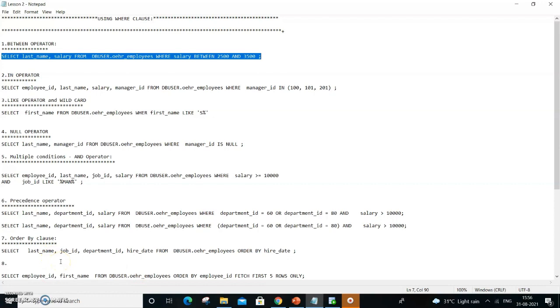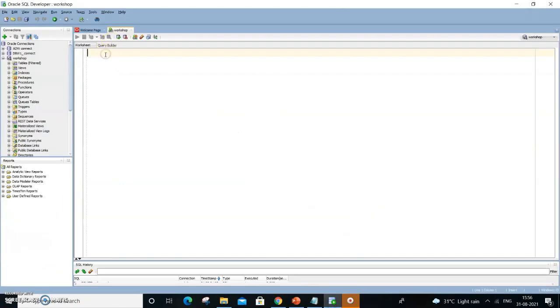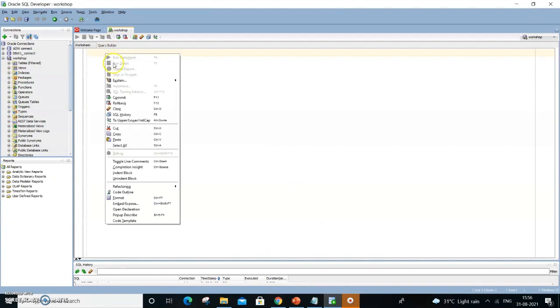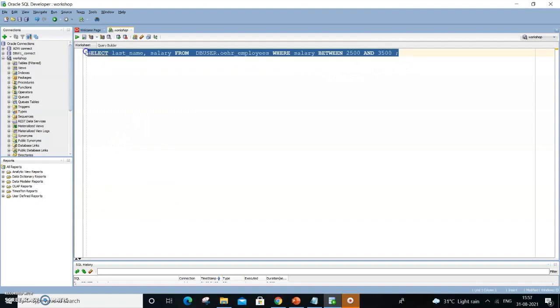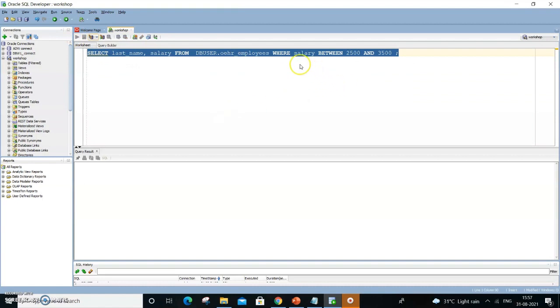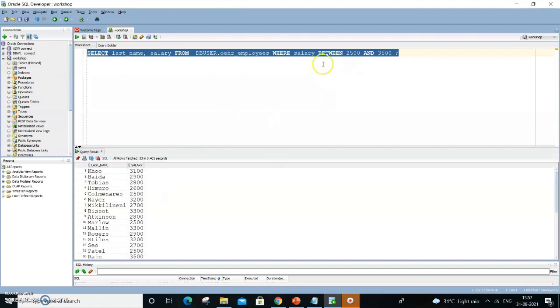Let's now do some hands-on. Of course, the BETWEEN operator: select last name, salary where salary between 2,500 and 3,500, it retrieves all the employees within that range.